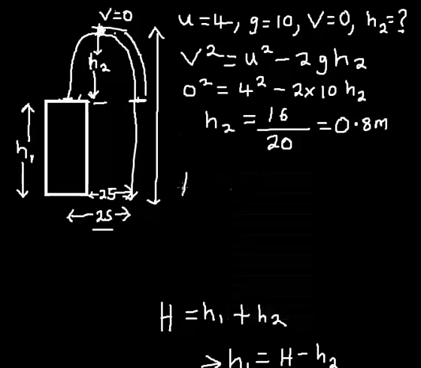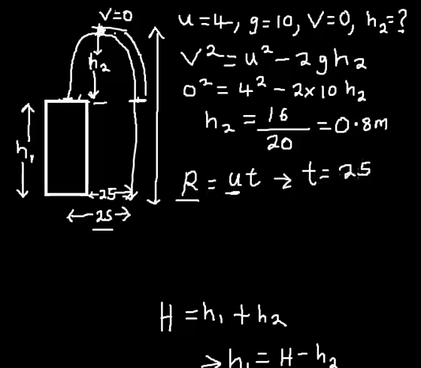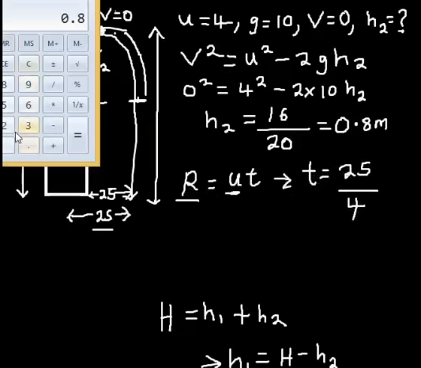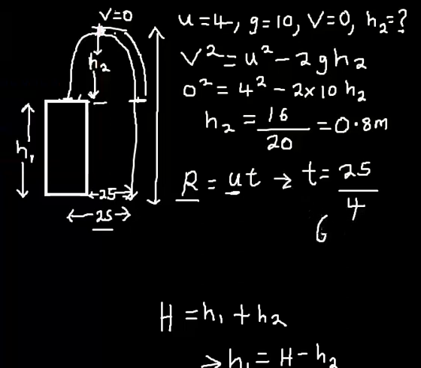Okay. Range is equal to ut. U is already given. Range is given. All I just need to get is the time. So time, simple, is going to be the range 25 divided by 4. That is just it. So 25 all over 4, that's 6.25. So 6.25 seconds is the time it takes this object to move from here to the ground level.